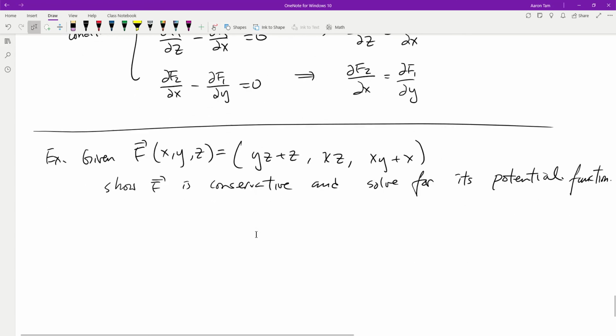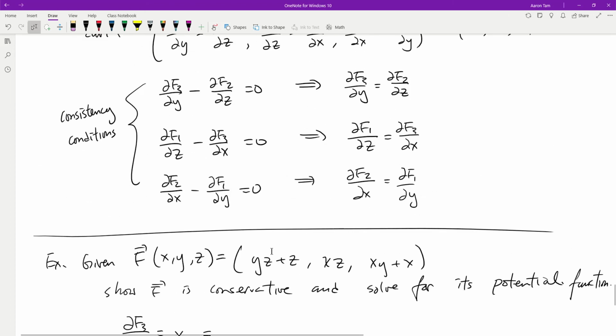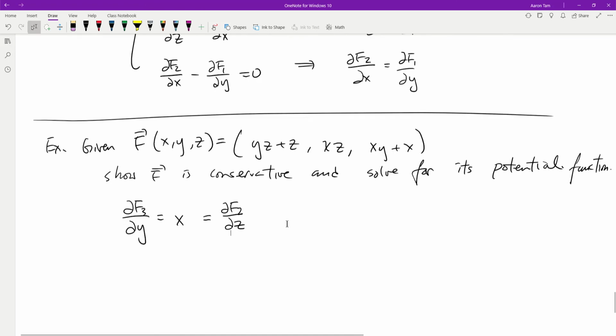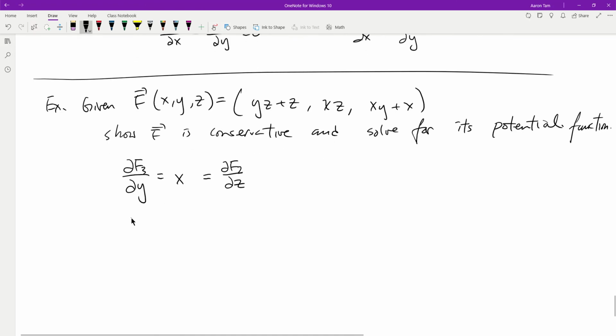So df3 over dy. If I look at df3 over dy, that would be the derivative of xy plus x, which is just x. And is that the same as df2 over dz? Yes, it is, because the derivative of xz with respect to z is just x. Now, the next one is df1 over dz. If I take df1 over dz, I get y plus 1. Is that the same thing as df3 over dx? Which it is. It's y plus 1.